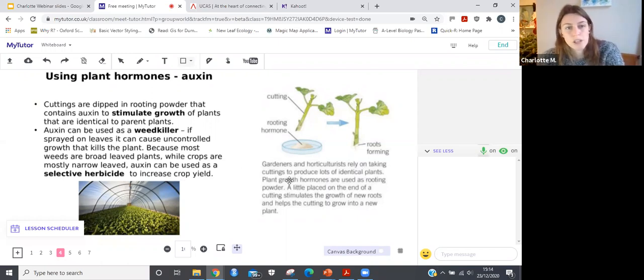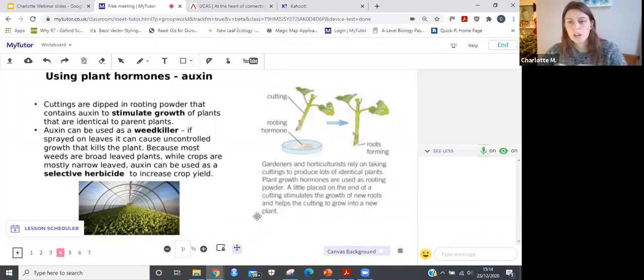Auxin can also be used as a weed killer. So if sprayed on leaves, it can cause uncontrolled growth that kills the plant because it's very good at stimulating growth. Most weeds are broadleaf plants while crops are mostly narrow-leaved, so auxin can be used as a selective herbicide to increase that crop yield.